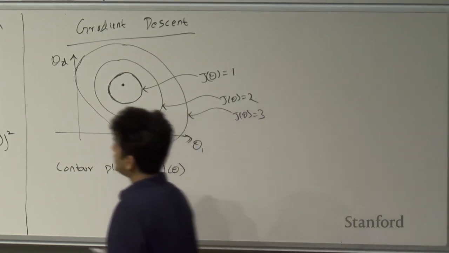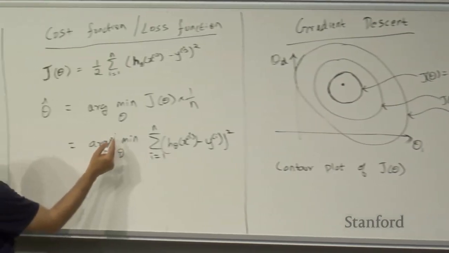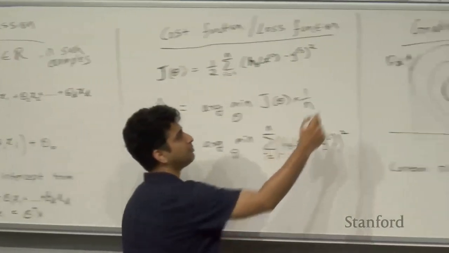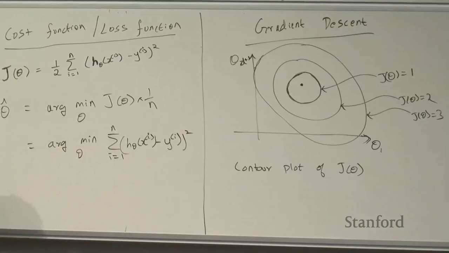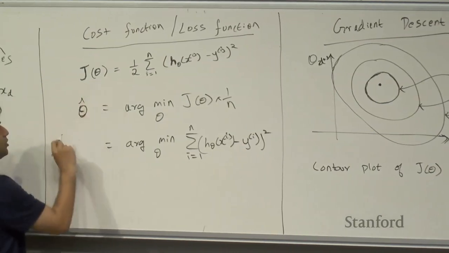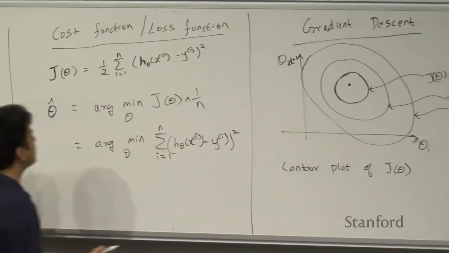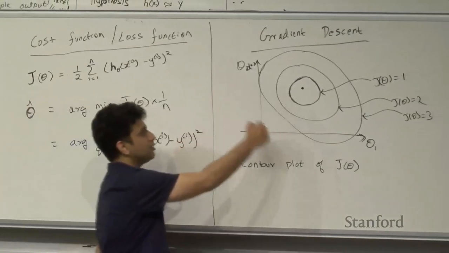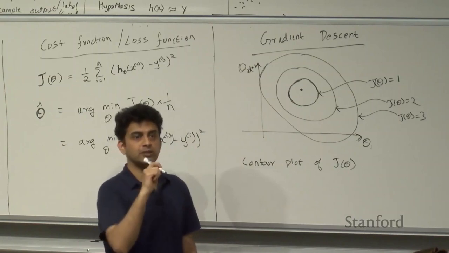Now, the cost function that we described over here, where theta is in some d plus 1 dimensions because of the extra intercept term, so perhaps this is theta d plus 1. Now, the goal is to find the theta that minimizes this cost function. So assume this cost function takes some shape. And now we want to find a theta that minimizes this cost function to the smallest possible value. Yes, question.